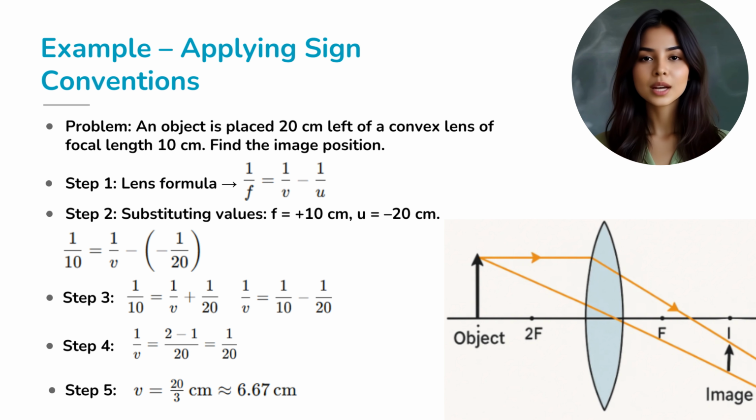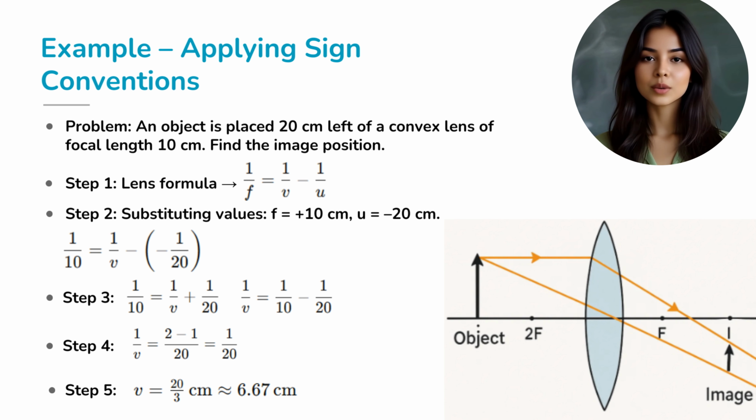Alright students, time to put our sign conventions into action with a real example. The problem says, an object is placed 20 centimeters to the left of a convex lens whose focal length is 10 centimeters. We need to find where the image will form. Step 1. We start with our trusted lens formula, 1 divided by f equals 1 divided by v minus 1 divided by u. This is like the golden recipe for lens problems.